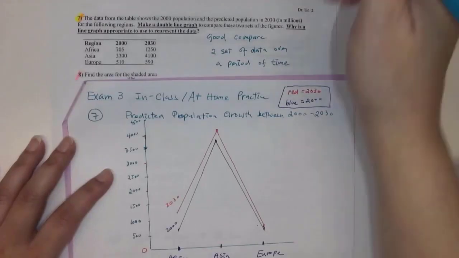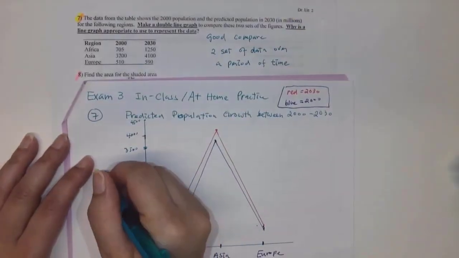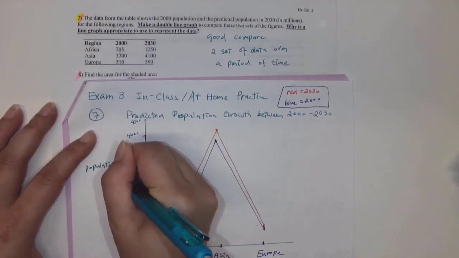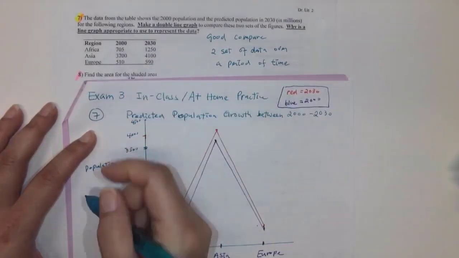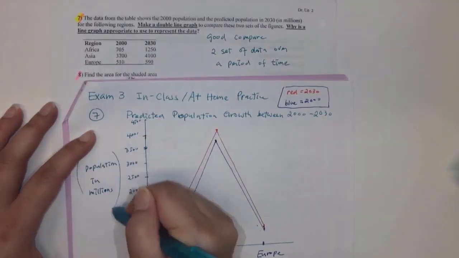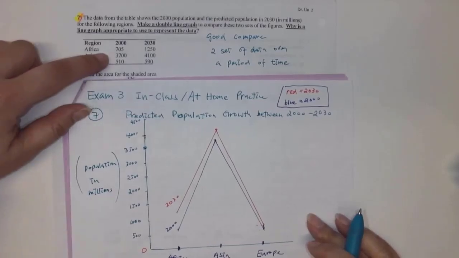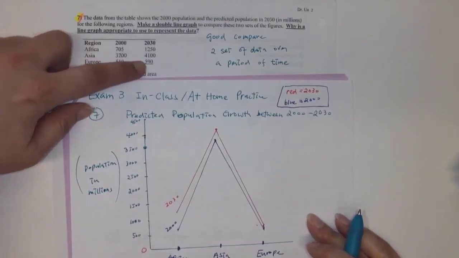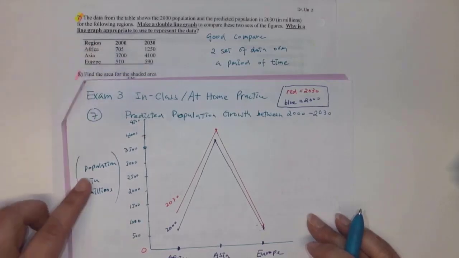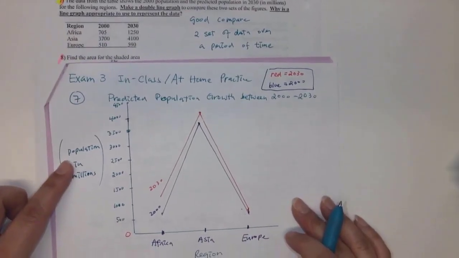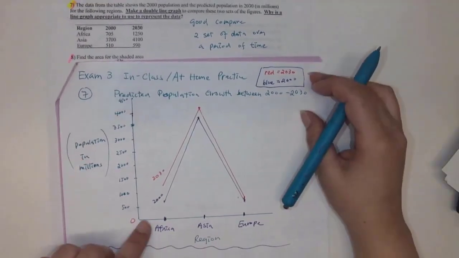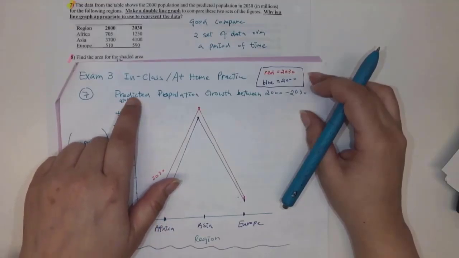I have the title. I should label my information here. It's going to be populations. This one says they are in millions. And it looked like the smallest number is 590. The biggest one is 4,100. So I try to use whatever space I have to spread them out as much as I can. So this is 0 to 4,500.